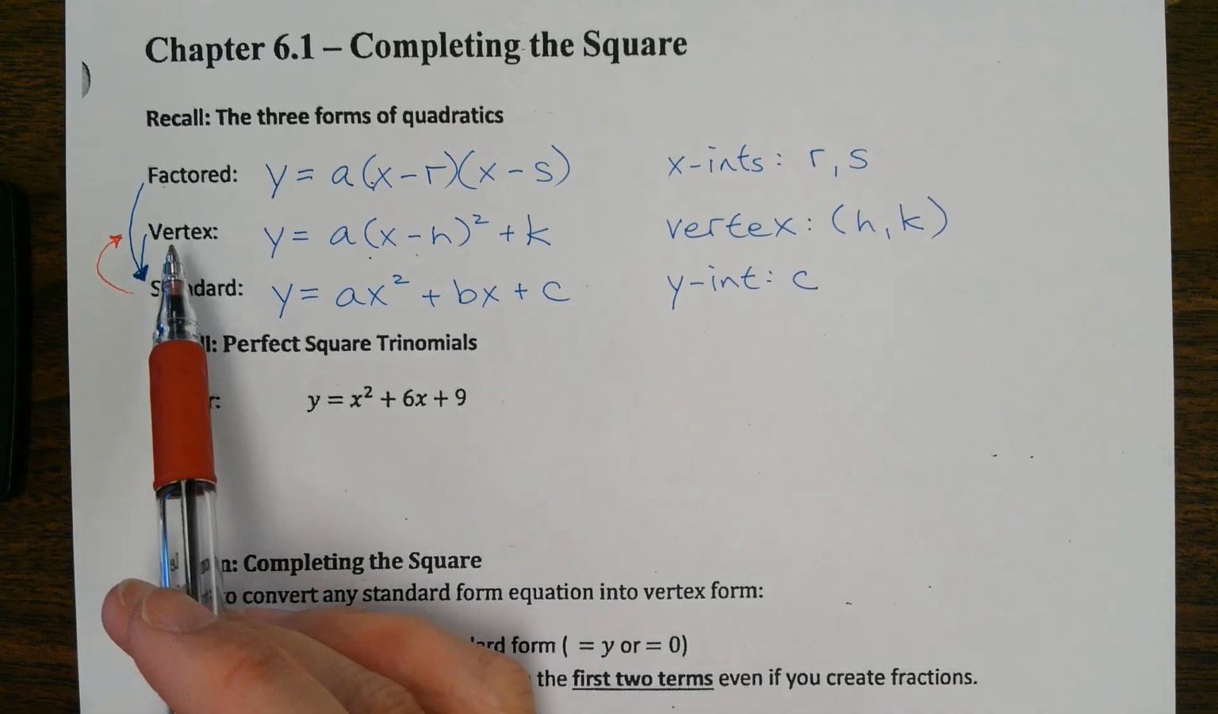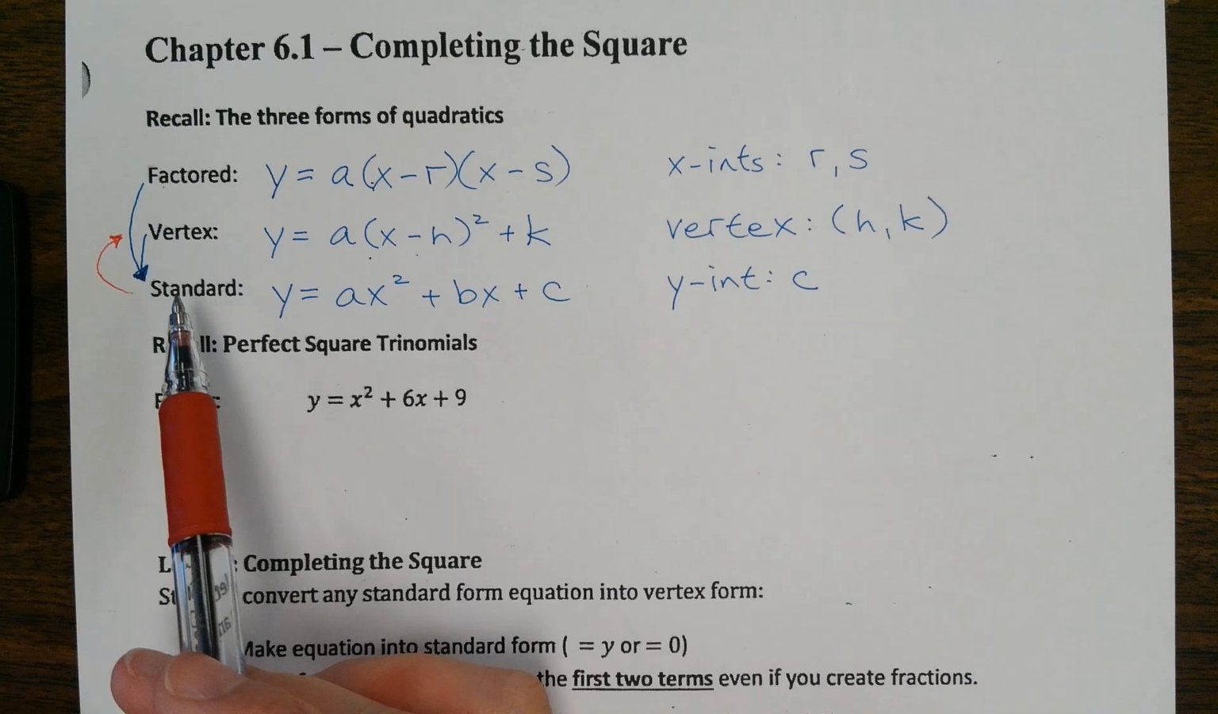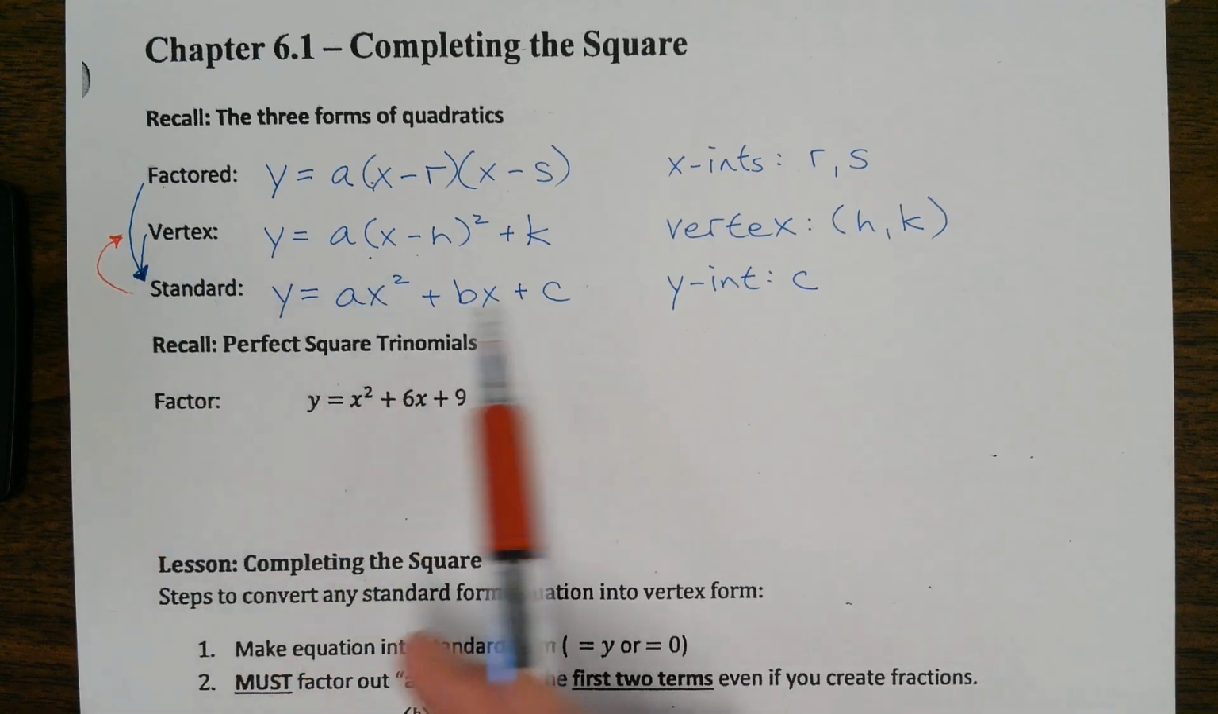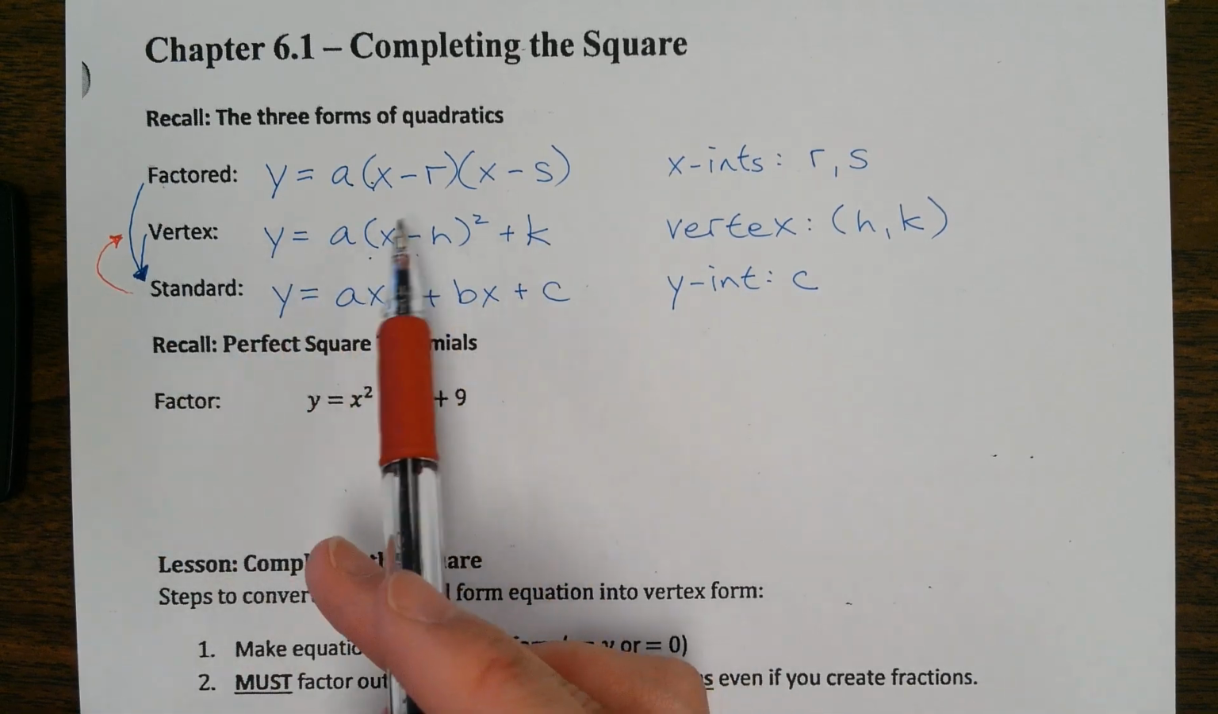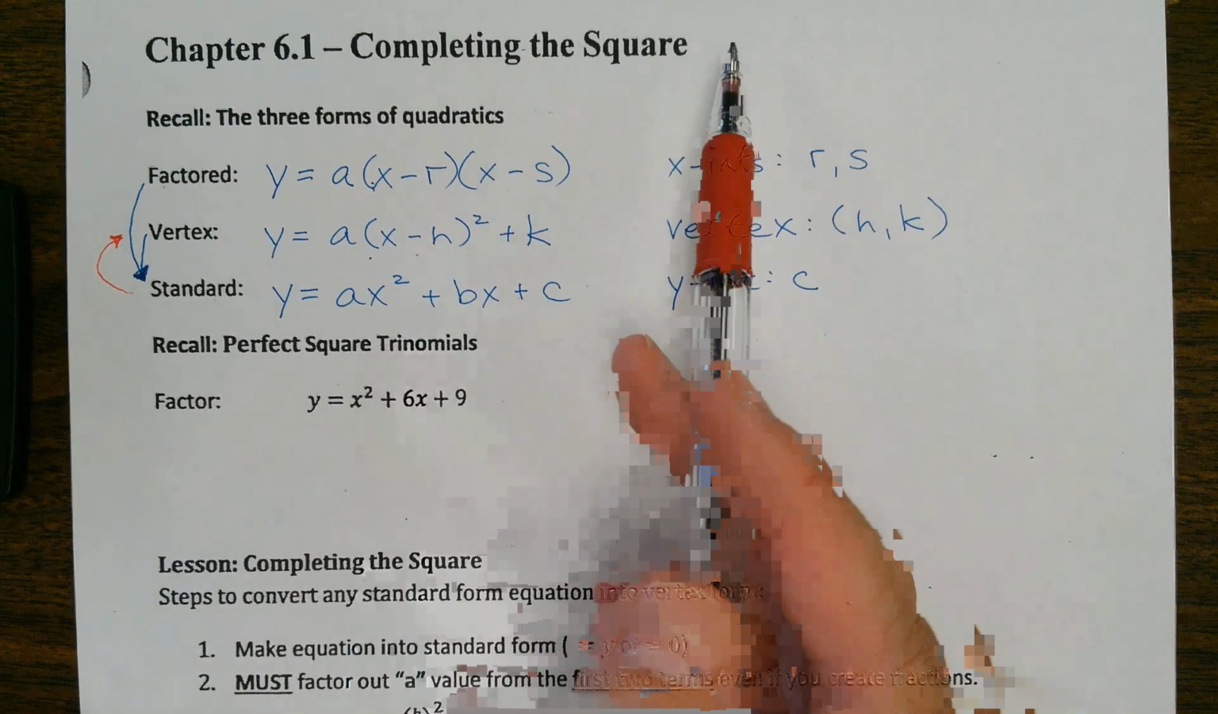Alright, so how do we go from standard form to vertex form? How do I write this equation into this? By completing the square.